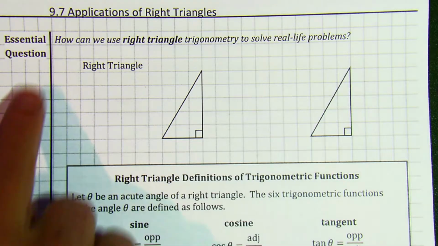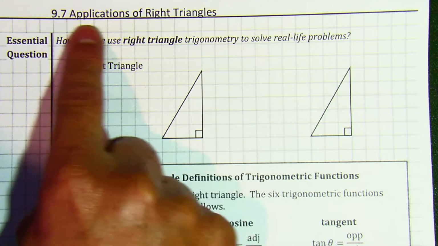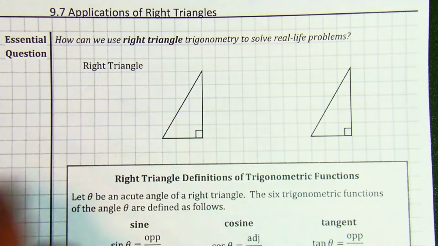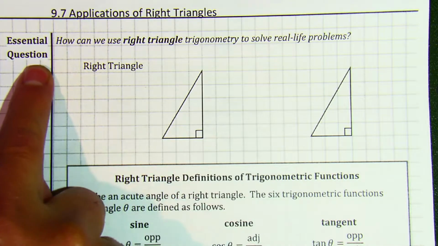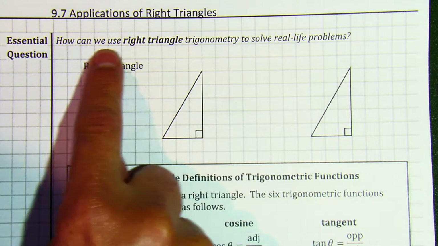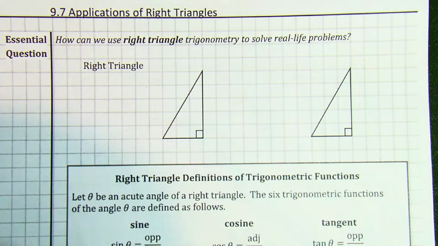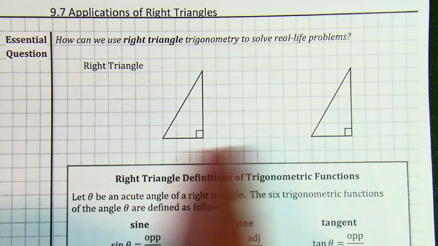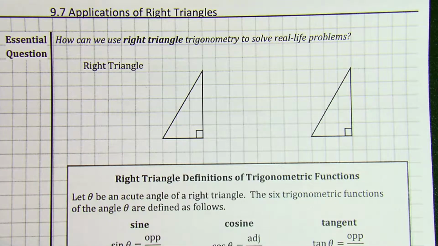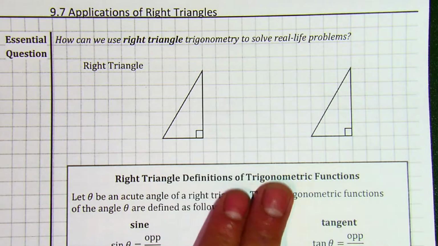Today, we are going to cover section 9.7, applications of right triangles. So take the time to copy your title and your essential question. How can we use right triangle trigonometry to solve real-life problems? Go ahead and copy down those two triangles, and we'll start once you are ready. Go and pause it.